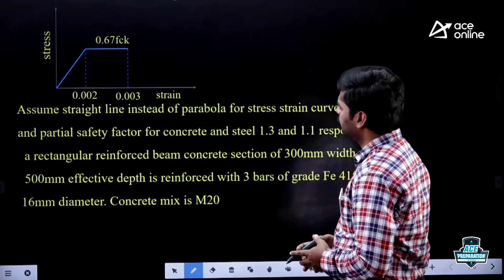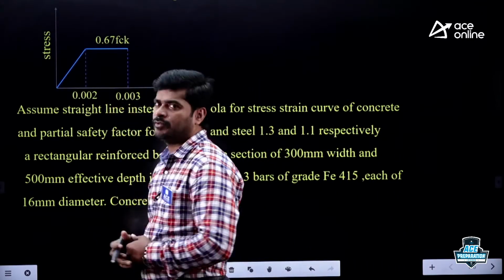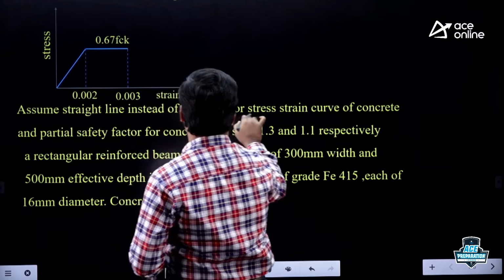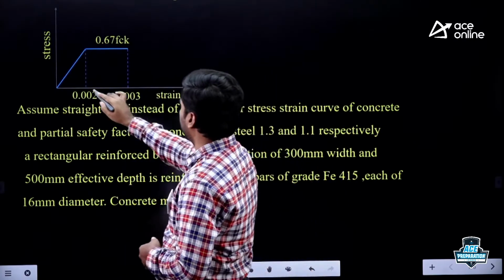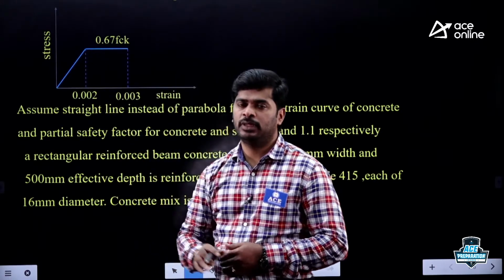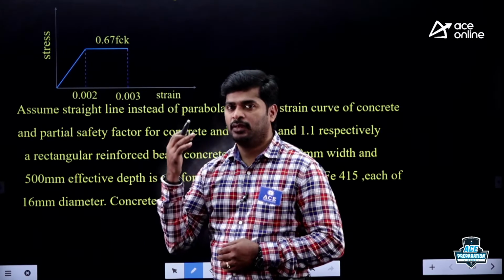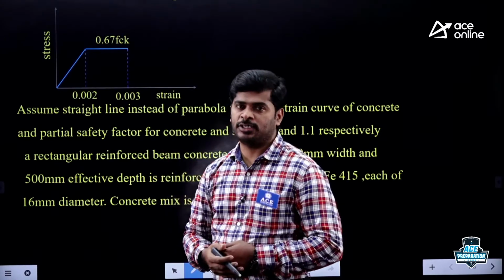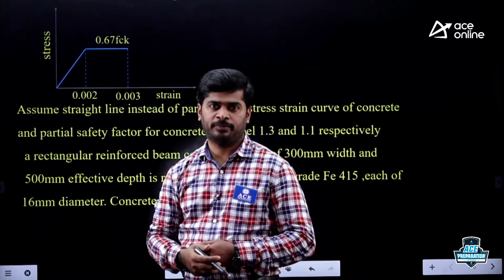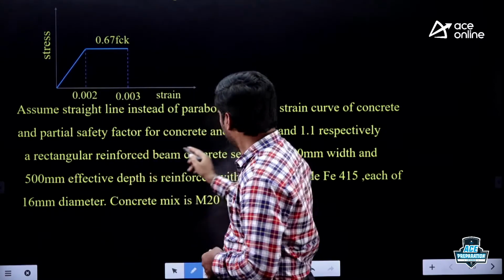Here is one beautiful question. Given a stress axis and a strain axis, this is a stress-strain curve for concrete. Here it is mentioned to assume a straight line instead of a parabola for the stress-strain curve of concrete. Actually, the design stress-strain curve for concrete is a parabola up to 0.002 strain and constant till failure. Actually, the IS code adopted the failure strain in concrete as 0.0035, but here it is modified to 0.003, right? Actually, it is a parabola, but here a straight line is given, right?